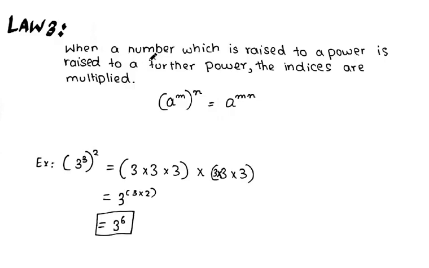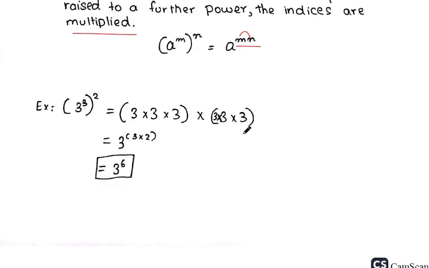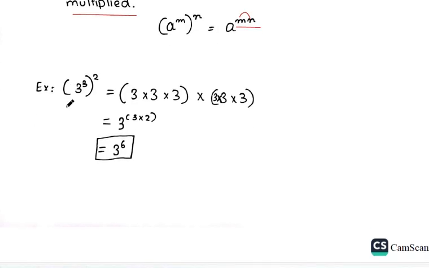Law 3. When a number which is raised to a power is raised to a further power, the indices are multiplied. In algebraic form, it would be written as open bracket a to the power m, close bracket to the power n, which can be written as a to the power mn. Now mn simply represents m multiplied by n. An example is given here.